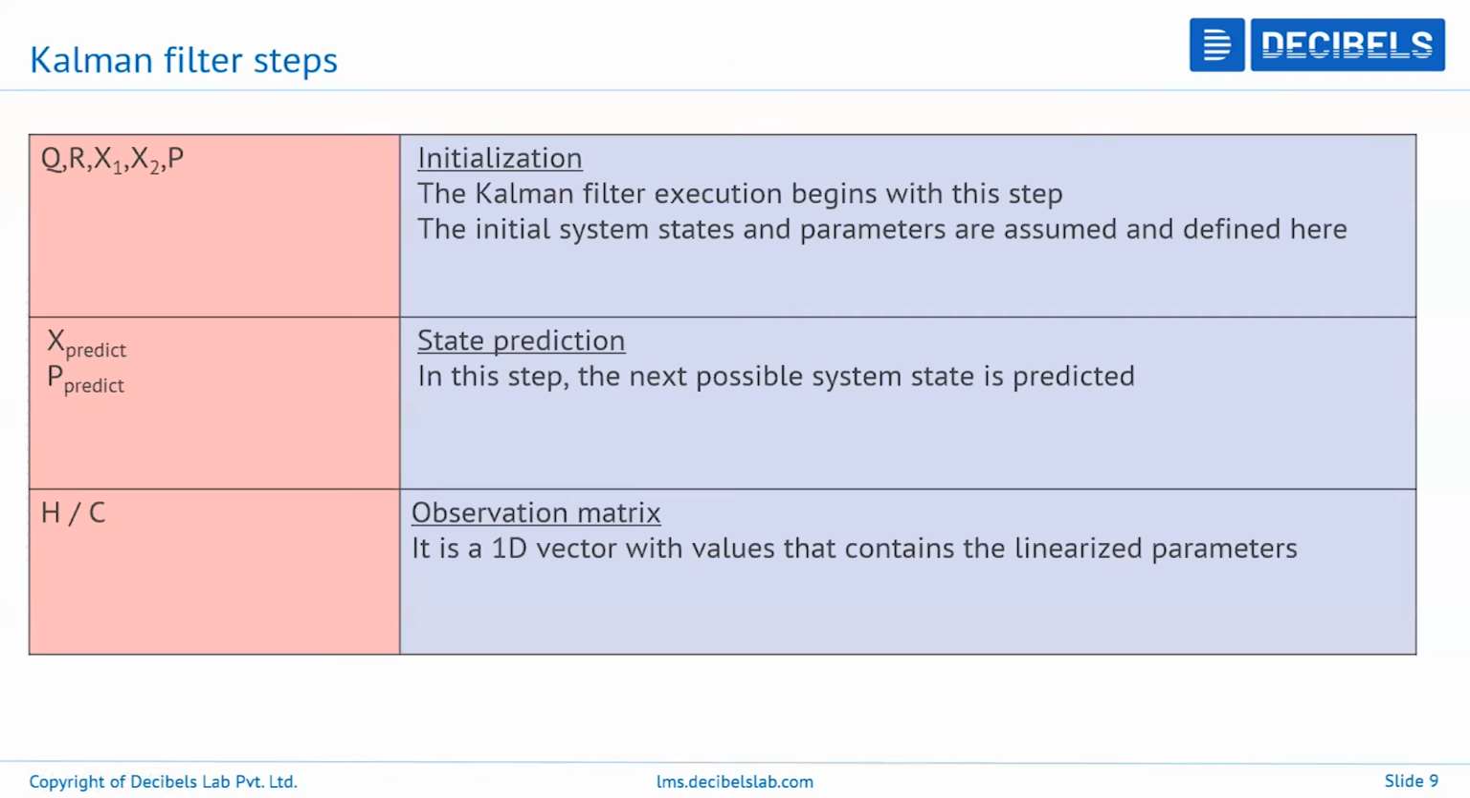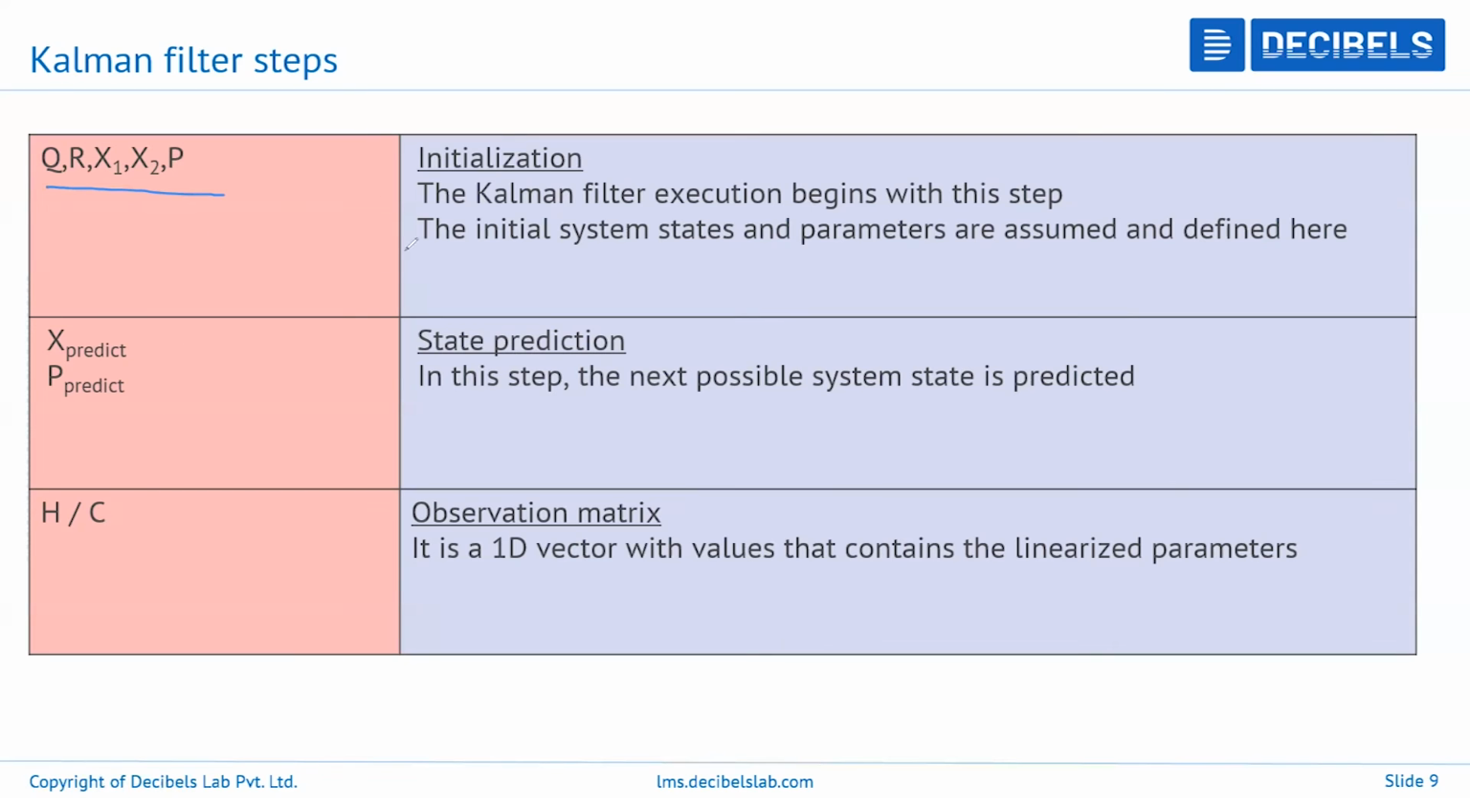Now we come to the steps. First, initialization. As I said earlier, here the execution of the Kalman filter begins. Here we mention the initial values. For example, the process uncertainty, the noise values, the initial state values, the capacity, the current, all these are used as inputs and given a certain initial value. Because the Kalman filter requires a certain amount of initialization, and only then can it begin the execution.